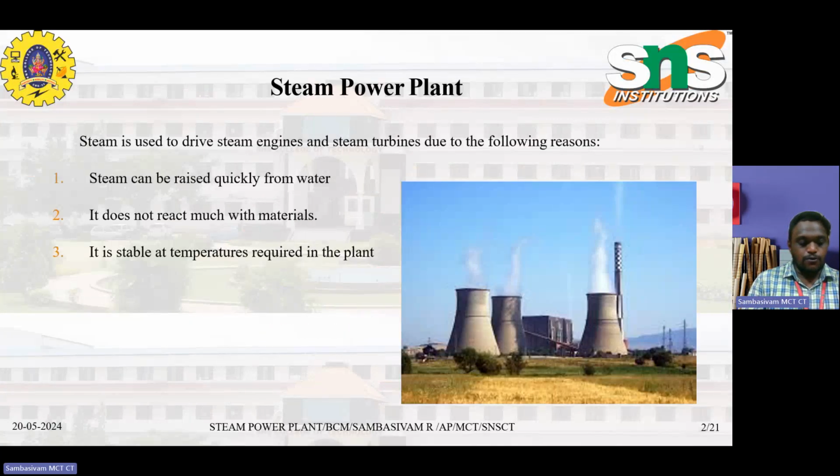Steam is used to drive steam engines and steam turbines for various reasons. The key reasons I have listed below are: steam can be raised quickly from water, it does not react much with materials, and it is stable at the temperatures required in the plant. This is how it has been developed.